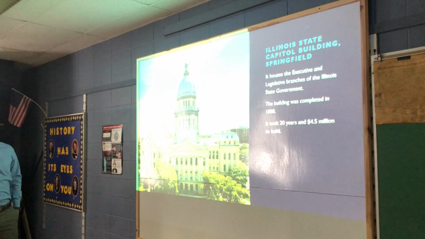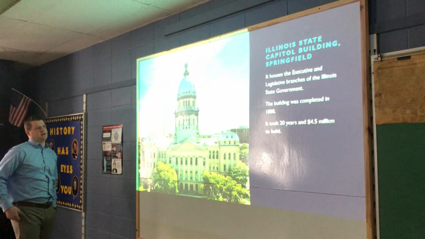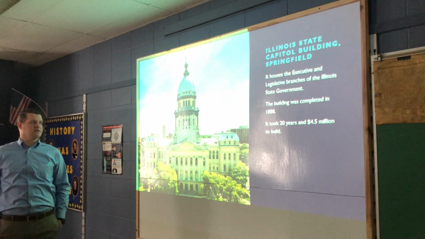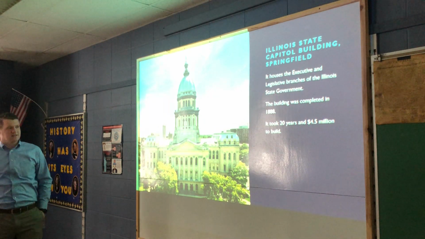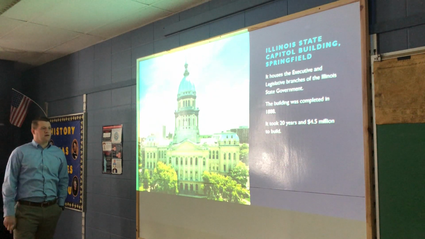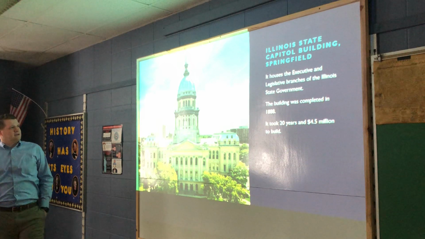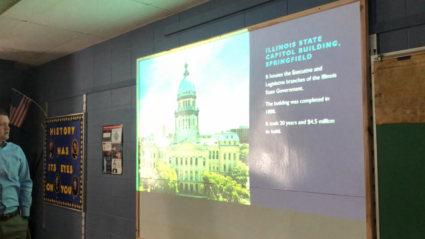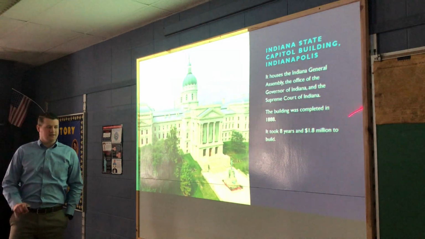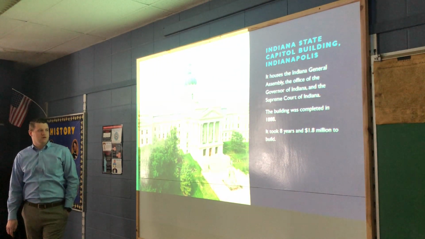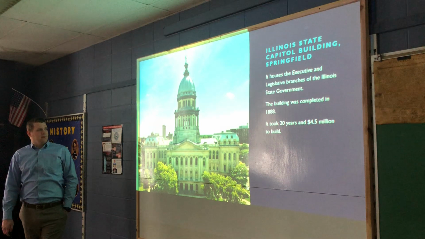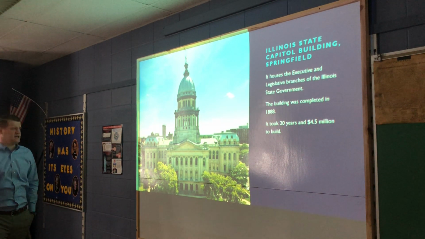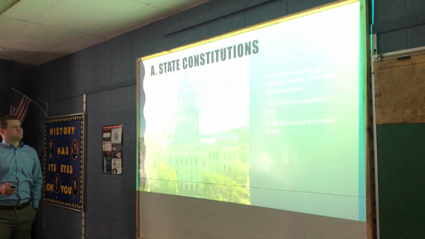Next, Illinois State Capitol Building looks very similar. It also houses the executive and legislative branches of the Illinois state government. Building was completed in the same year, 1888, but the Illinois Capitol Building took 20 years, $4.5 million to build, as opposed to Indiana's 8 years, $1.8 million to build. And this is located in Springfield, Illinois, which is the capital city of the state of Illinois.